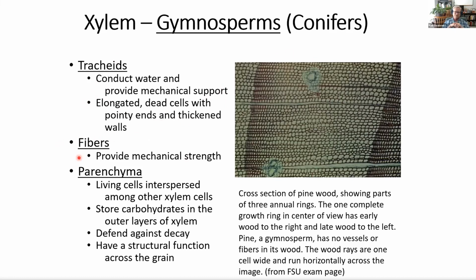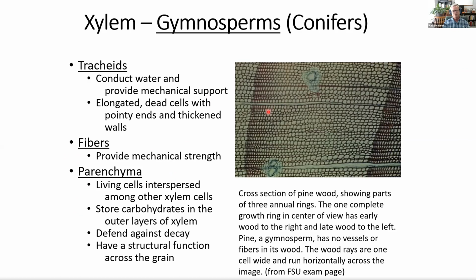Fibers provide mechanical strength. There are fibers that are interspersed inside of the xylem tissue. That's what gives us some of that compressive capability. Parenchyma, these are living cells that are interspersed among other xylem cells. They store carbohydrates in the outer layers of the xylem, again, the live part. They can help defend against decay, and they have a structural function across the grain.